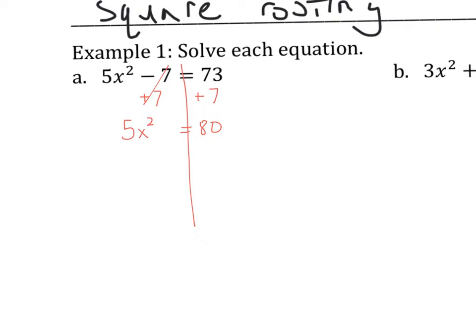We need to undo the 5. It's being multiplied, so we're going to divide by 5. 5 cancels, so we're left with x squared equals 16. And then finally the x squared term is by itself. So the only thing we need to undo to get x by itself is the squared. How do we undo squaring? We square root. Now when we solve an equation using a square root, we're going to use a plus or minus. Because here we're asking ourselves what number squared equals 16. Well, it could be positive 4 squared, or it could be negative 4 squared. That's why we put the plus or minus.